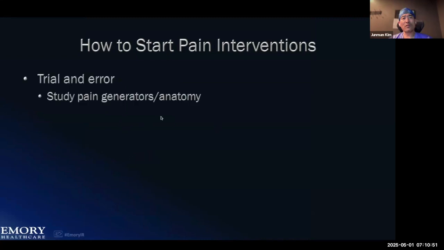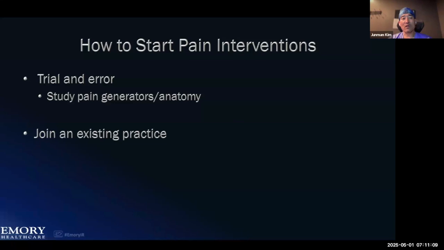So how to start pain procedures? Just like medicine, we could do trial and error. Study the pain generator, anatomy. This takes a lot of time. You gotta try this one and see if it works.